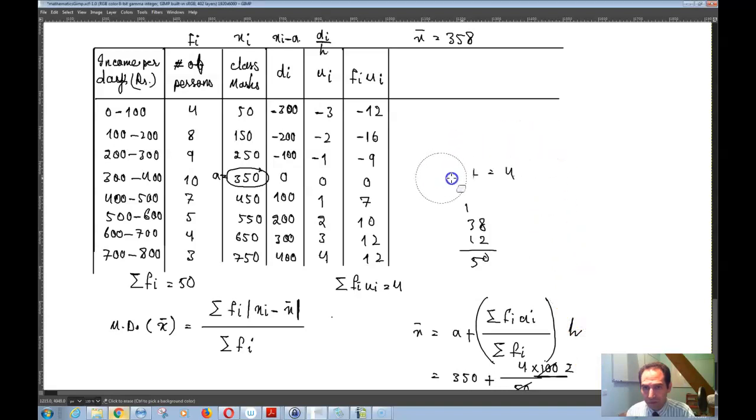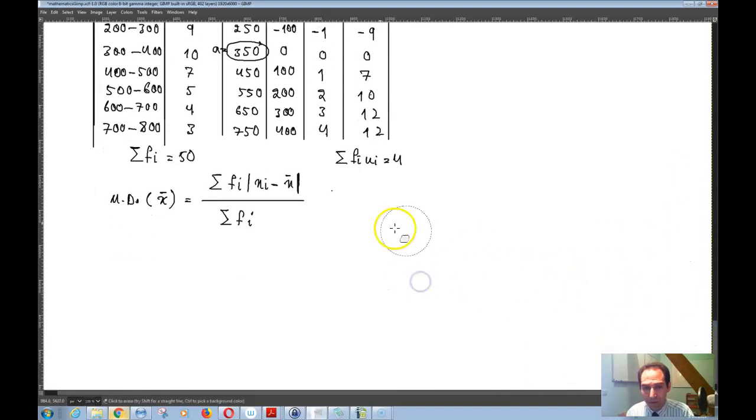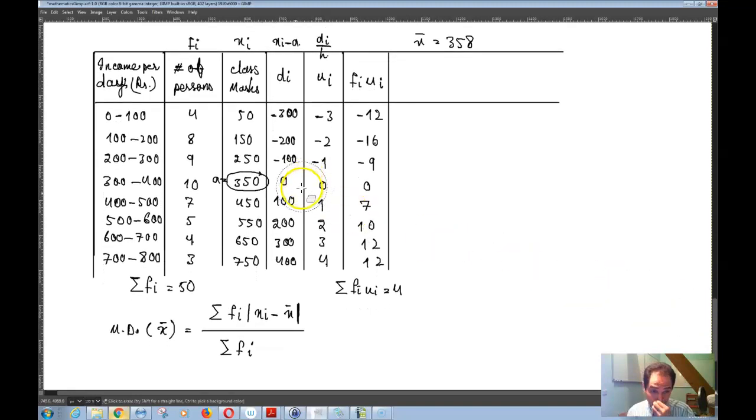Okay, so now I can erase all of this. The next step is to find the mean deviation about the mean. The mean deviation about the mean is simply this expression here. So I need to calculate the absolute value of x of i minus x bar.